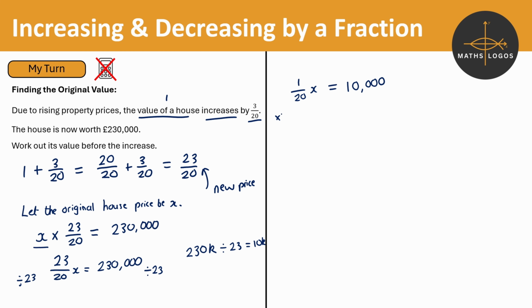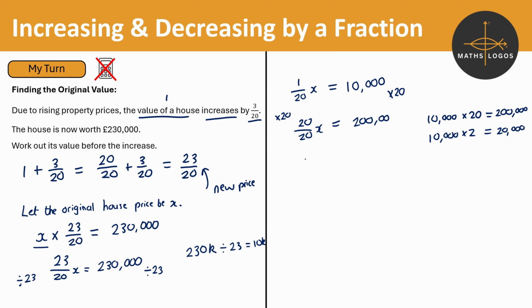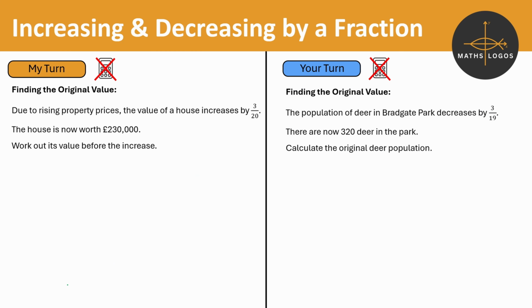I can then multiply by 20 to get 20/20. Of course, that is 1, or the original value of the house. And I need to do that to the 10,000 as well. I'll do 10,000 multiplied by 20, and I'll use a related calculation to help me get this right. I know that 10,000 multiplied by 2 is 20,000. So I know that 10,000 multiplied by 20 is going to be 10 times larger. It's going to be 200,000. Remember, we said 20/20 is just 1, so that means that x is equal to 200,000, and x represented the original house price. We can go ahead and answer our question, work out its value before the increase. The answer is £200,000. And that seems like a very reasonable value. Pause the video and give this question a go.